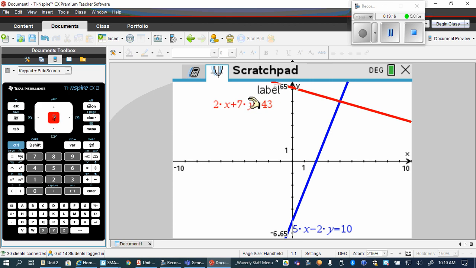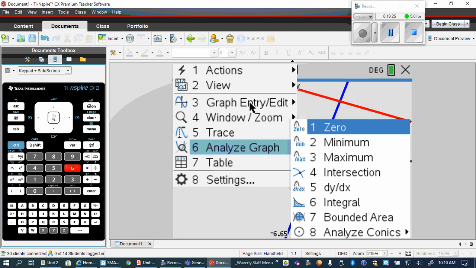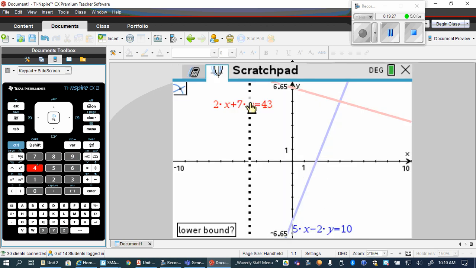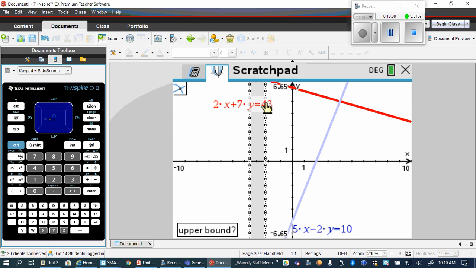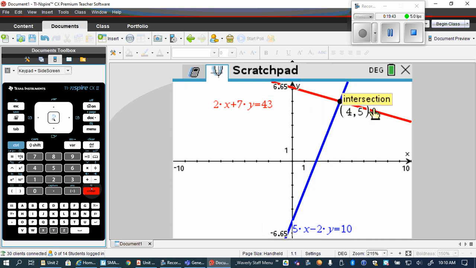Now where do I go to find the intersection? Who remembers? Menu. Go down to analyze graph, you go to intersection. Now it's asking me for what? Lower bound. I'm already to the left of it, right? So I can just hit enter. Now I just slide on my touchpad past the intersection and then hit enter. And we got 4 or 5, yeah? Yeah.